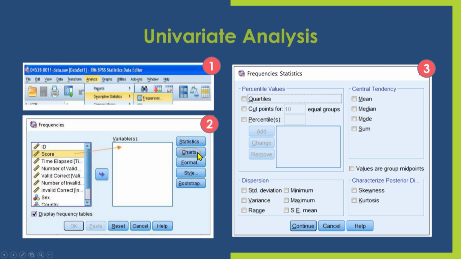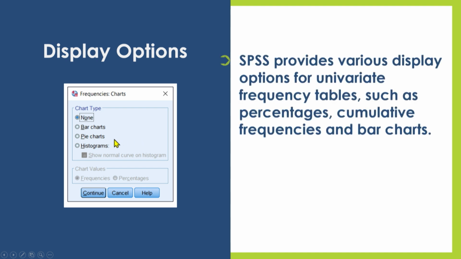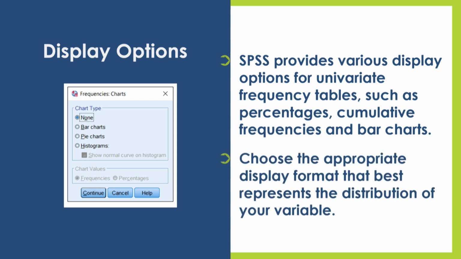Then click the Charts button, and this chart option will appear. Here we may see different charts: bar charts, pie charts, histogram. SPSS provides various display options for univariate frequency tables such as percentages, cumulative frequencies and bar charts. Choose the appropriate display format that best represents the distribution of your variable. Here you may see frequencies or percentage. If you want your charts with the frequency, you just click Frequencies. If you want the percentage, then click the Percentage option, then click Continue, then click OK.